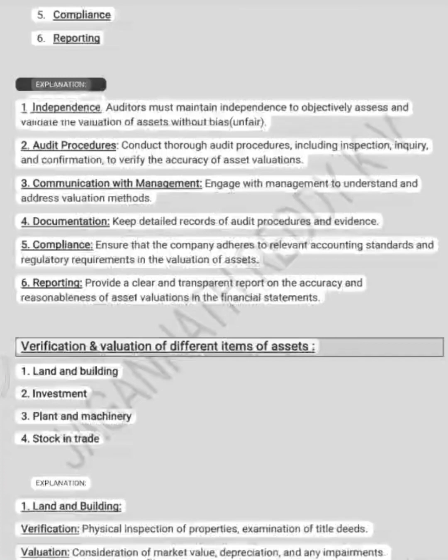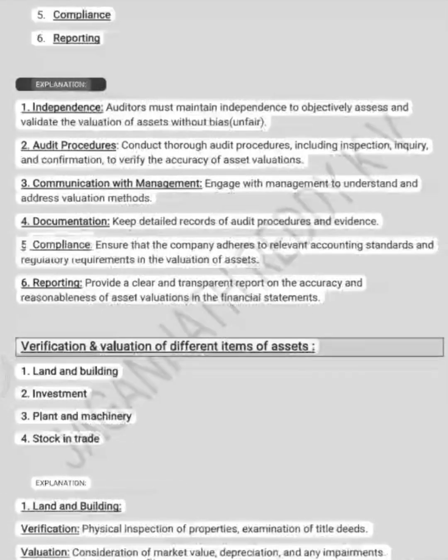1. Independence. Auditors must maintain independence to objectively assess and validate the valuation of assets without bias. 2. Audit procedures. Conduct thorough audit procedures, including inspection, inquiry, and confirmation, to verify the accuracy of asset valuations. 3. Communication with management. Engage with management to understand and address valuation methods. 4. Documentation. Keep detailed records of audit procedures and evidence.